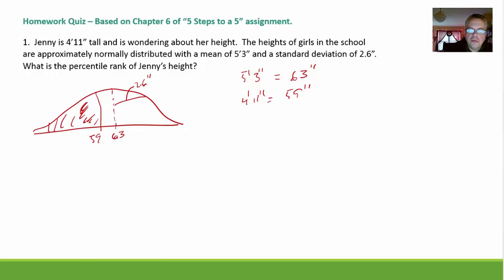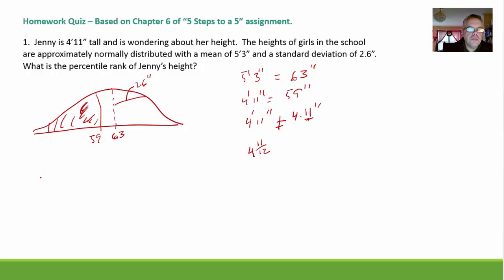Just a little reminder, 4 feet and 11 inches is not equal to 4.11 inches. 4 feet 11 inches is actually 4 and 11/12 feet, so it's very close to 5 feet. But 4.11 is not close to 5. Remember, it doesn't work that way. You can't change 4 feet 11 inches to 4.11.